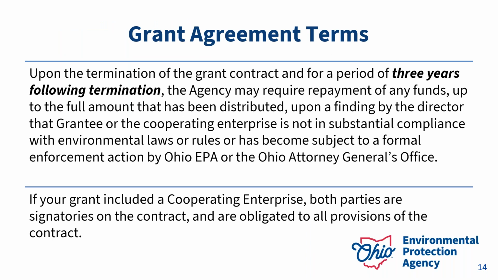Next up, we have the agreement terms. For your grant agreement, upon the termination of your grant contract, and for a period of 3 years following termination, the agency may require repayment of any funds disbursed up to the full amount that have been distributed upon a finding by the director that the grantee or the cooperating enterprise is not in substantial compliance with environmental laws, rules, or has become subject to a formal enforcement action by Ohio EPA or the Ohio Attorney General's office.